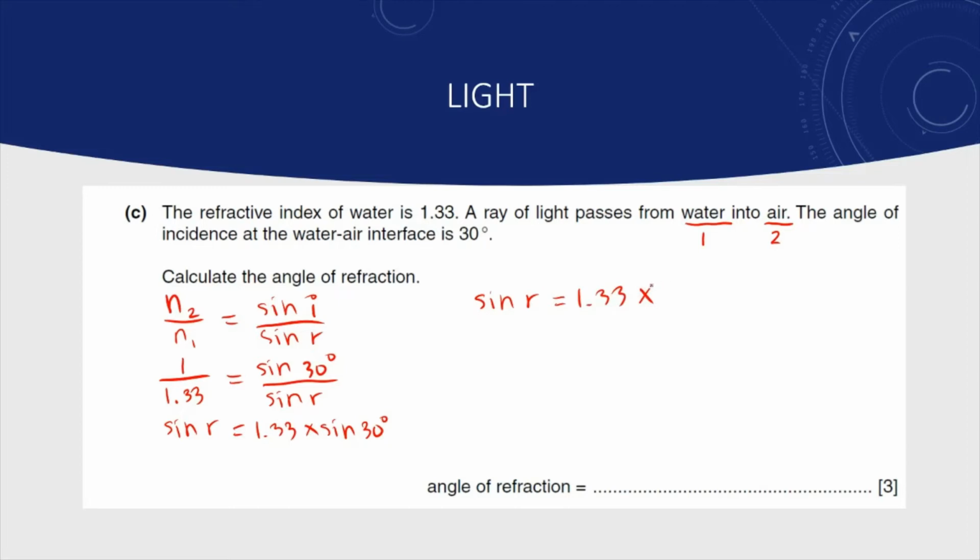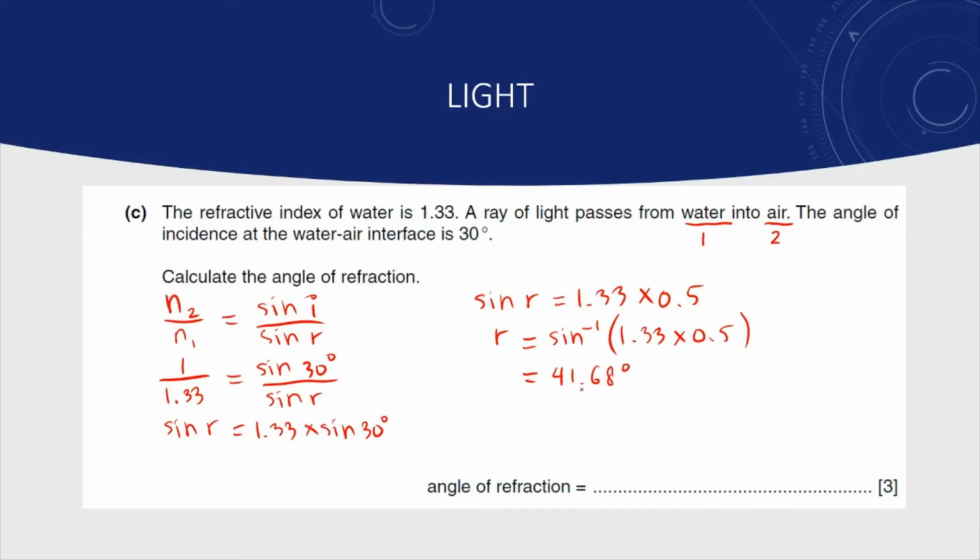You can use your calculator to find this value. 1.33 times 0.5. To find the value of R, use the inverse of the sine. So R equals inverse sine of 1.33 times 0.5. Use your calculator. On the calculator, you have to type exactly like this. Don't forget the brackets. Then the answer is 41.68 degrees.